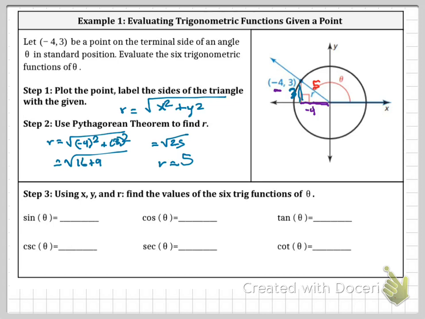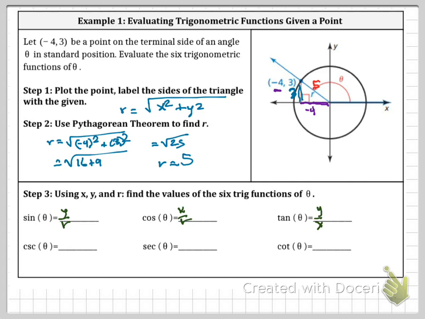So now we're going to use our ratios. Remember what we talked about on the last slide. Sine of theta is y over r. Cosine is x over r. Tangent is y over x. One way to remember that: tangent is y over x. Think about that as slope. We always have y over x. So maybe that'll help you in remembering that tangent is y over x.